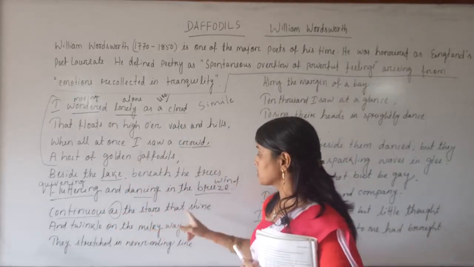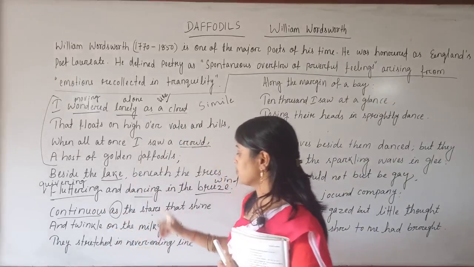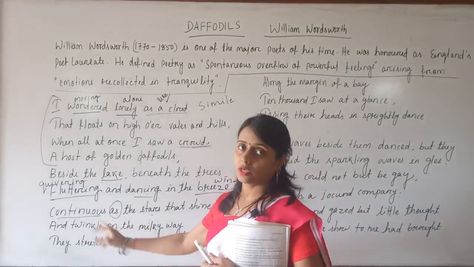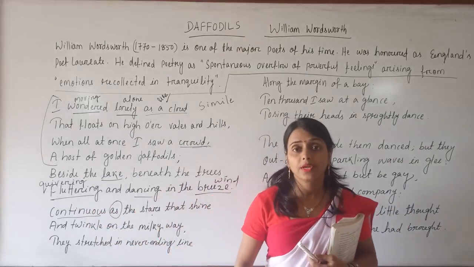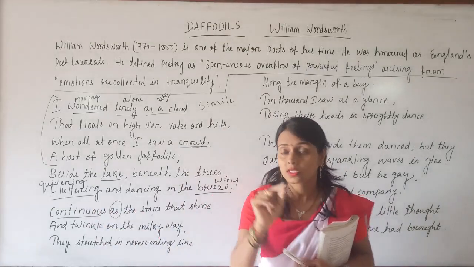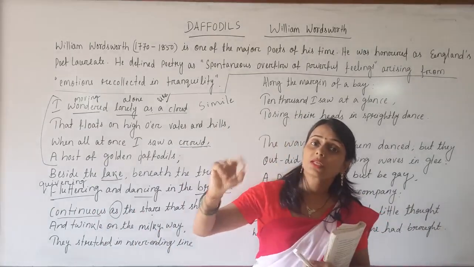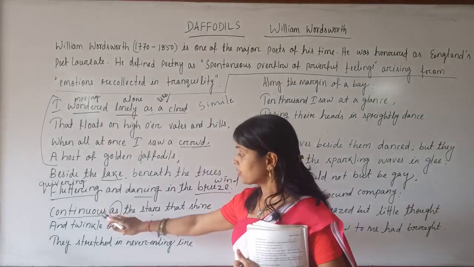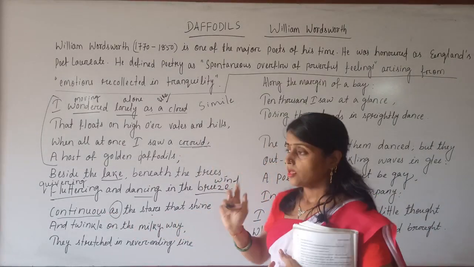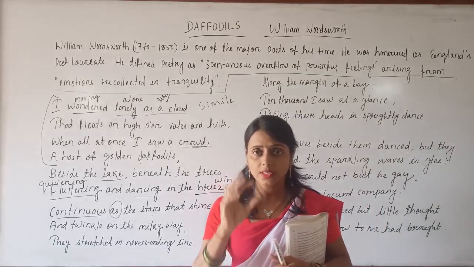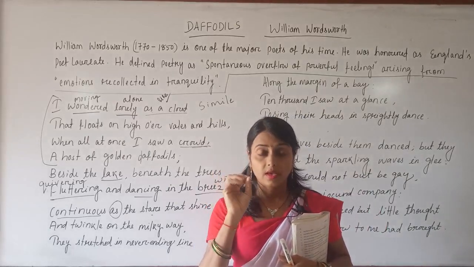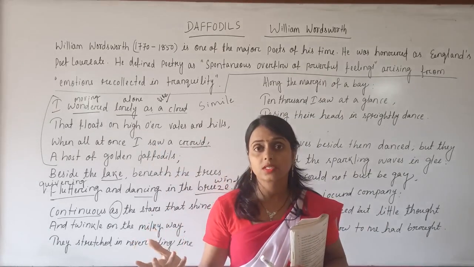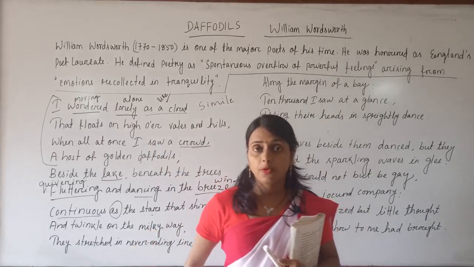Continuous as the stars that shine and twinkle on the Milky Way. Milky Way means what? Galaxy. Okay. So here, once again, the poet has compared the flowers with the twinkling stars in the Milky Way. Why? What is the reason? I will explain. Continuous as the stars that shine. There are 2 qualities of stars. The first one is that the stars twinkle in the sky. The second one is that they are countless. We can't count the stars in the sky. Likewise, the poet has spoken.